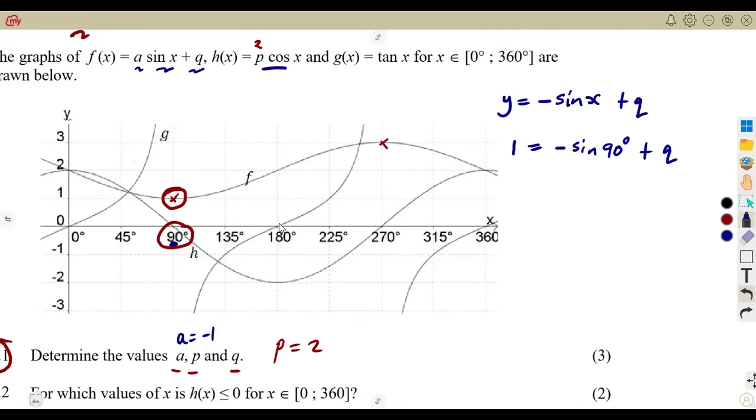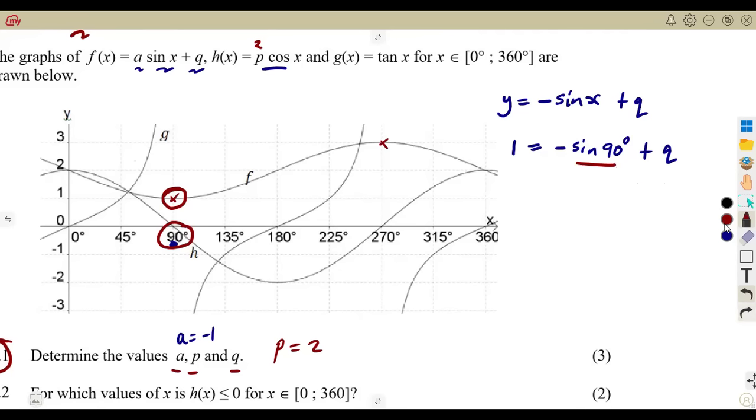You can move on to any point that is visible. 180 versus what? Versus 2. 270 versus what? Versus 3. 360 versus what? Versus 2. You can use any combination as long as it is a complete point. So use your calculator to simplify.